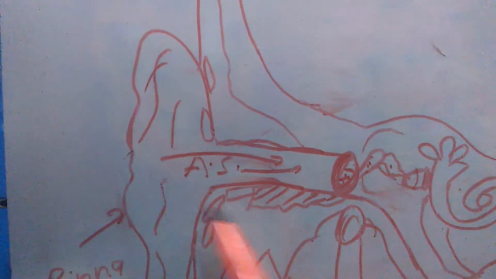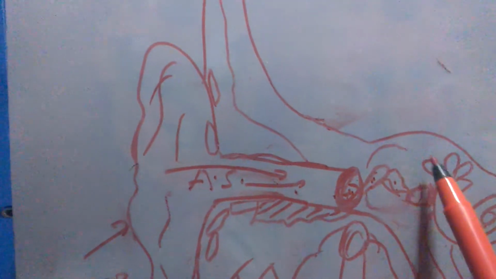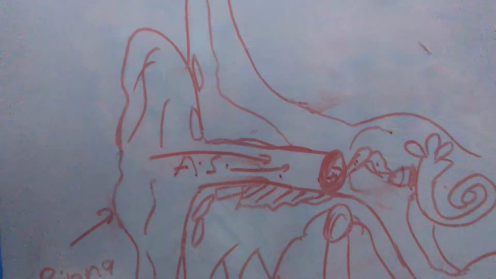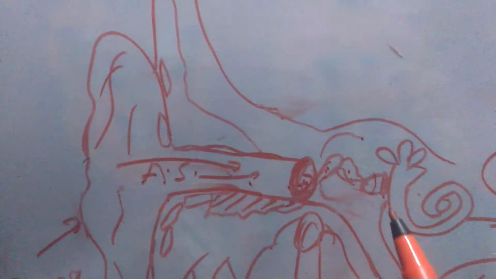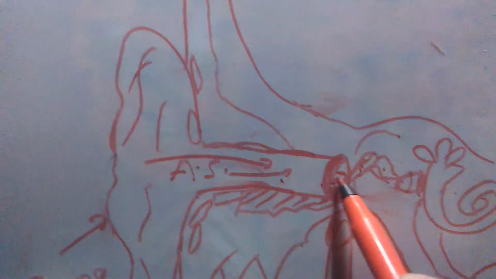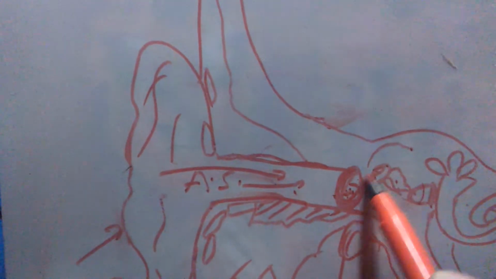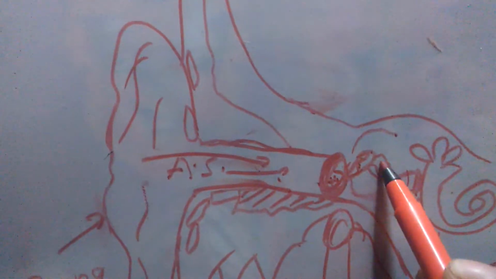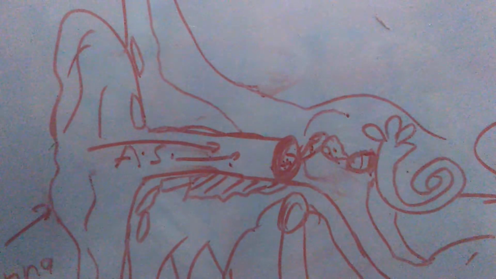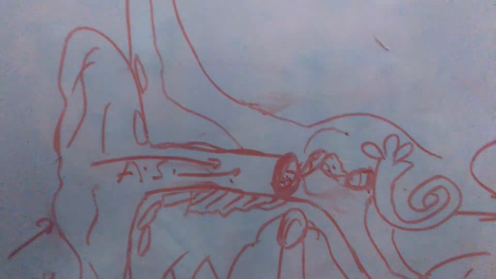So friends, this is the external ear, this is the middle ear, and from this region is the internal ear. The middle ear has three bones. The first bone is connected to the tympanic membrane and is named the malleus, after that the incus, and this is the stapes. The smallest bone found in the human body is known as the stapes.